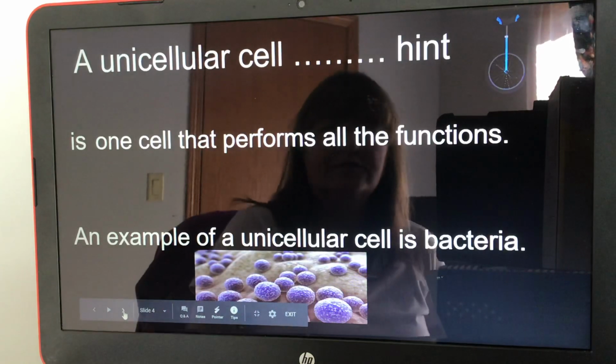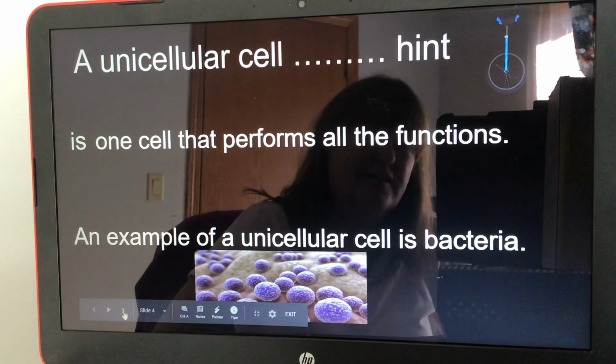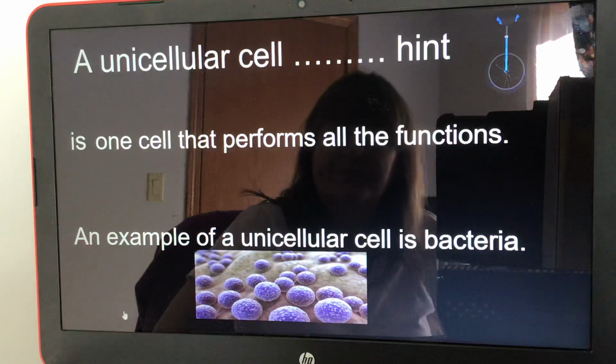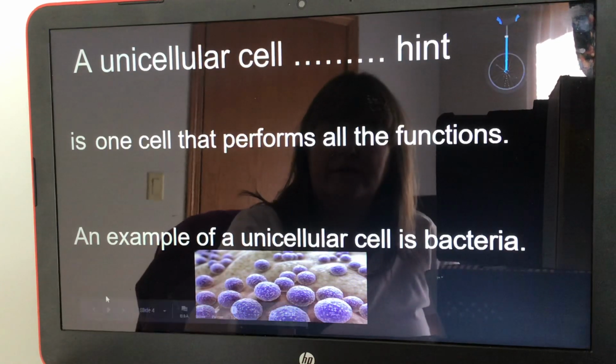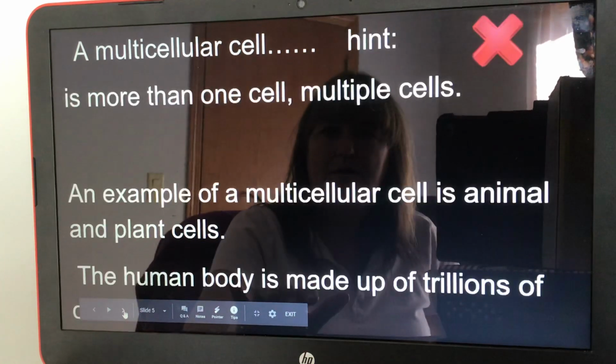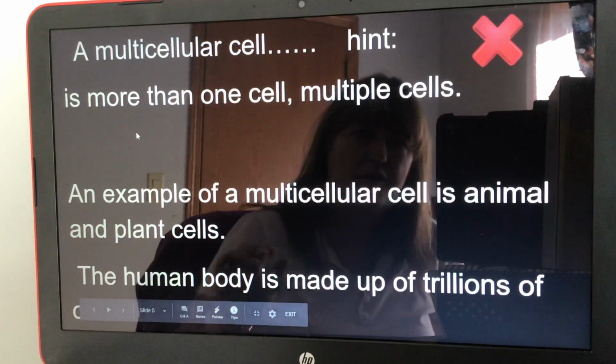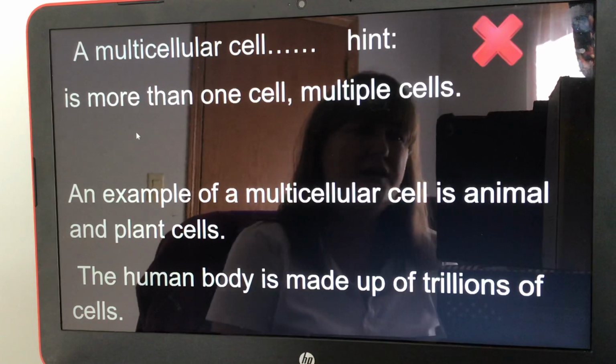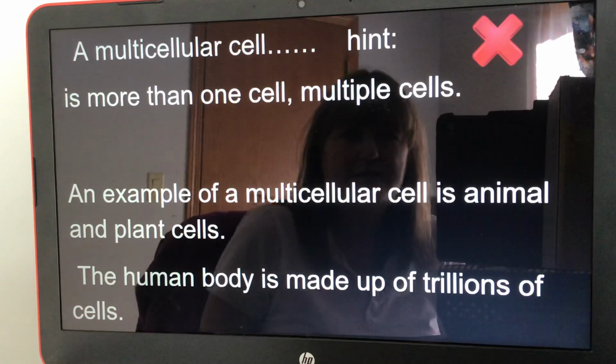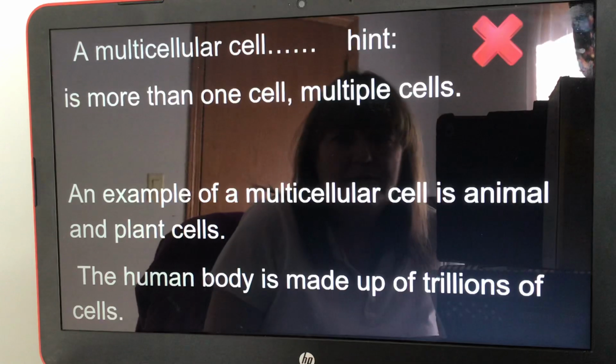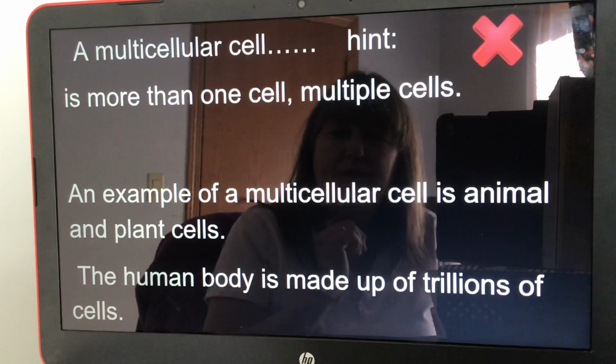A unicellular cell, hint, I gave you a picture of a unicycle, is one cell that performs all the functions. An example of a unicellular cell is bacteria. A multicellular cell, hint, I gave you a multiplication sign, is more than one cell, multiple cells. An example of a multicellular cell is an animal and plant cells. The human body is made up of trillions of cells.